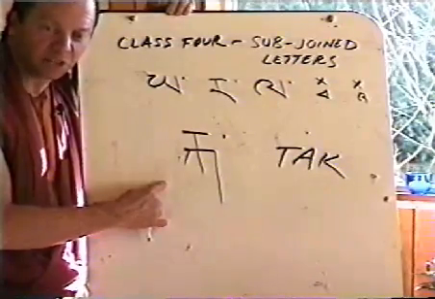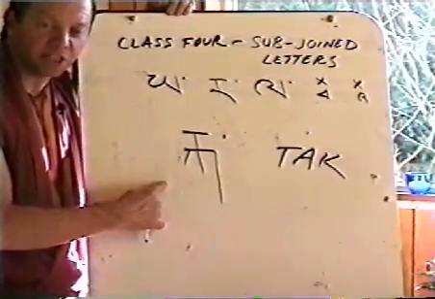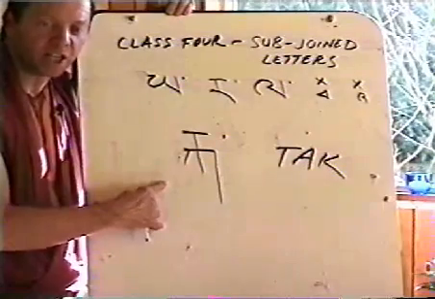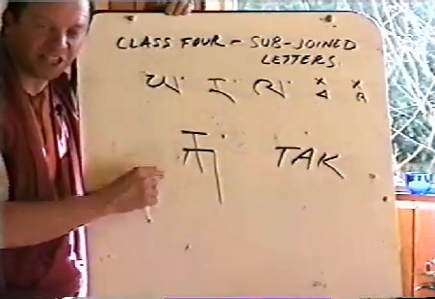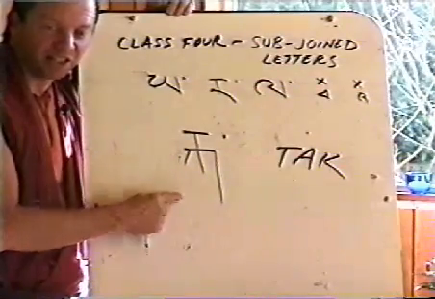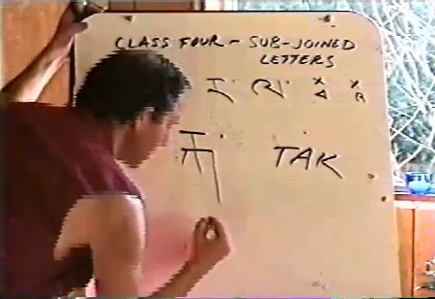Which means in Tibetan, ra with a ka glued to the bottom of it equals ka. Ra with a ka glued on it makes ka. In Tibetan, ra, ka, tak, ka. Okay? But you say the tak fast. Okay? Ra, ka, tak, ka. We'll do another one.